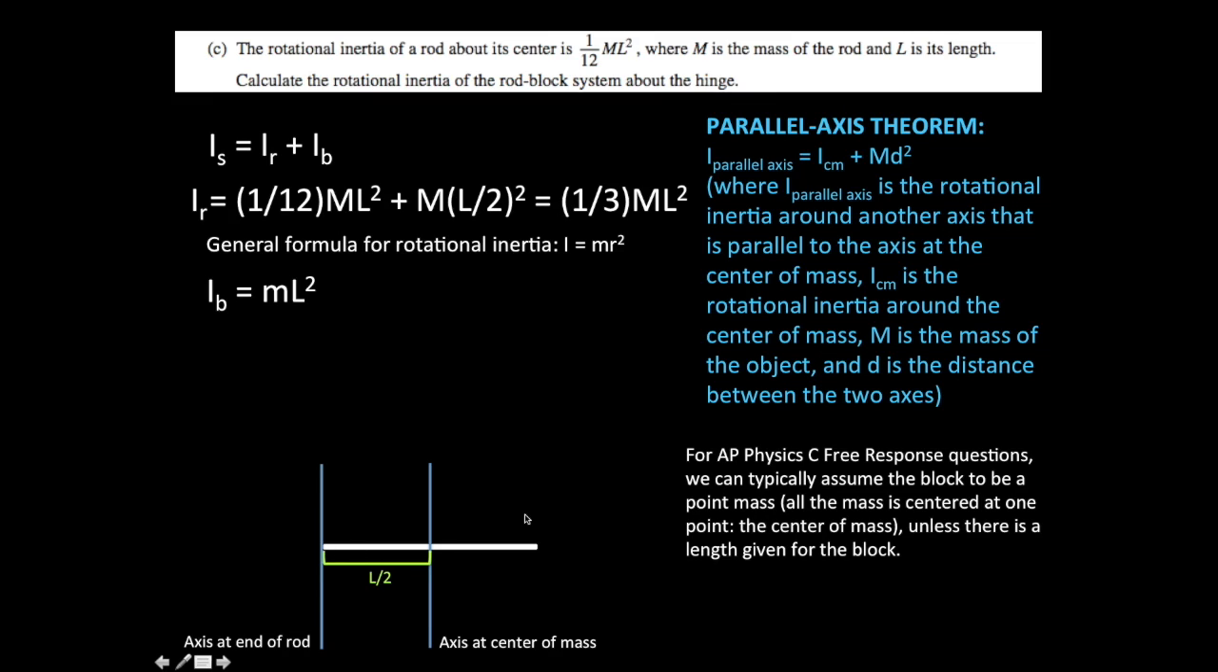That would make the moment of inertia of the block to be simply ml squared. So the total moment of inertia would be 1 over 3 ml squared plus small m times L squared. If you plug in the appropriate numbers, you get 0.42 kilograms meters squared.